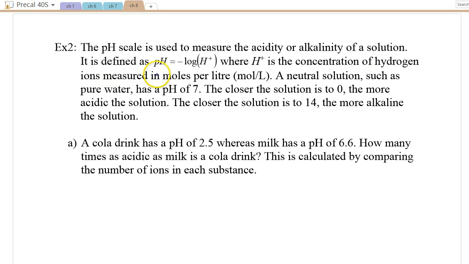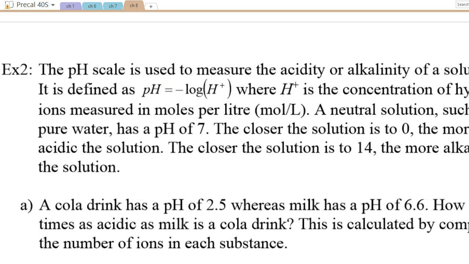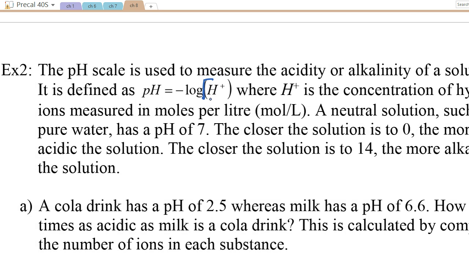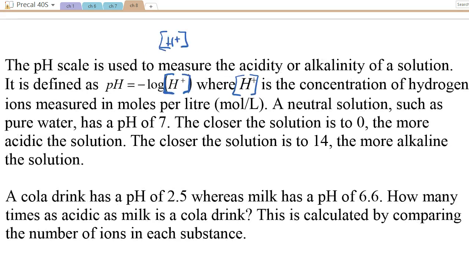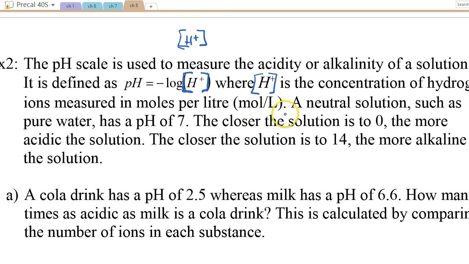It is defined as, and we use a lowercase p, capital H, is equal to the negative log of, you know what, technically we need to have the square brackets around H+, because those square brackets have a meaning in chemistry: they mean the concentration of hydrogen ions. So this isn't mathematical parentheses, those square brackets mean concentration, where this is the concentration of hydrogen ions measured in moles per liter.